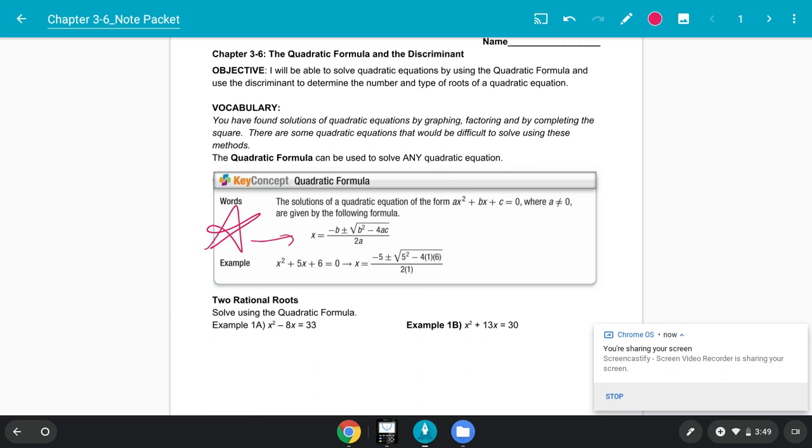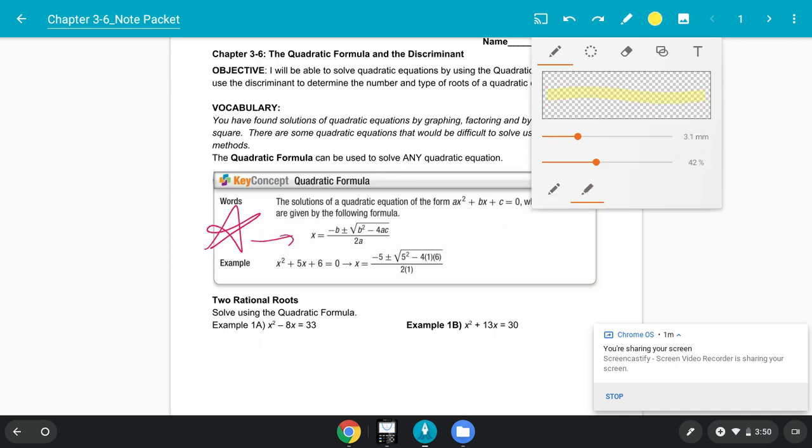So the objectives are that you'll be able to solve quadratic equations by using the quadratic formula and use the discriminant to determine the number and type of roots of a quadratic equation. You have found solutions of quadratic equations by graphing, factoring, and by completing the square. There are some quadratic equations that would be difficult to solve using these methods. I would argue that all of these methods seem a little bit more difficult than just using this, but many people would disagree. The quadratic formula can be used to solve any quadratic. That is why I prefer it.